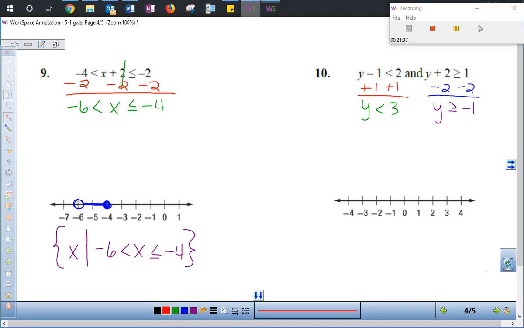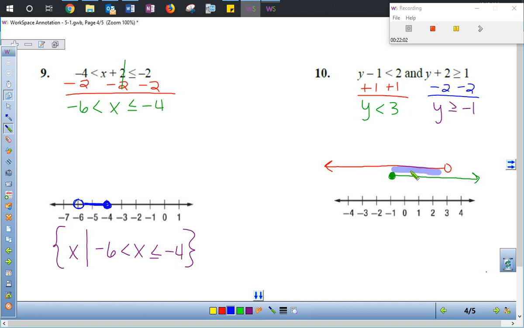Next, we just draw our helper graph. So if I start with y is less than 3, our helper graph of that would be an open dot over 3 with an arrow going to the left. And y is greater than or equal to negative 1. So I want a closed dot over negative 1 with an arrow going to the right. Now since this is an and inequality, I want where these two graphs overlap. So they start overlapping at negative 1, and we've got a closed dot there, and they stop overlapping at 3 with an open dot. Then they overlap in between.